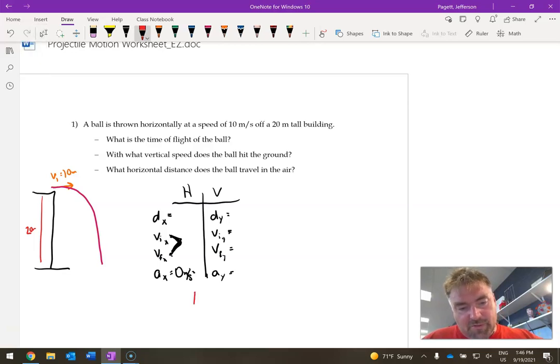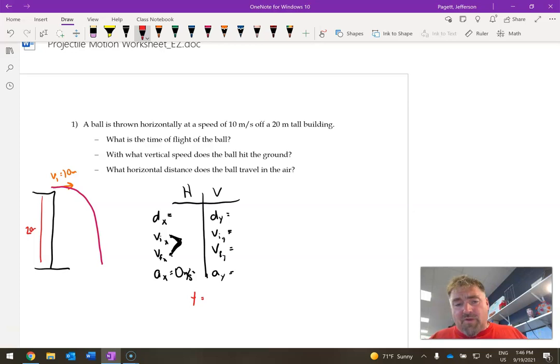And so when I do this, I put time right smack dab in the middle here, okay? And the reason why I make this chart, and I think I made a big deal of this in the last video, is that because the horizontal and vertical motions are separate, you can't use one to solve for the other.